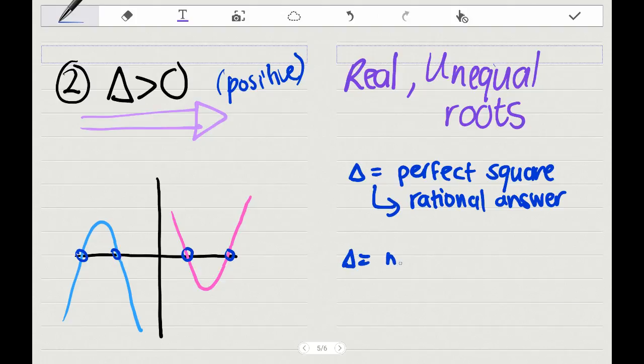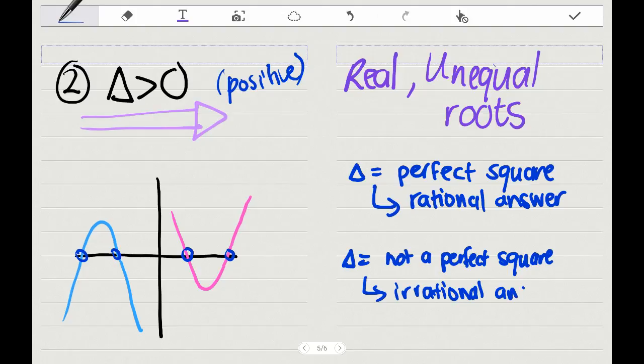If delta is not a perfect square, then what we get is an irrational solution. Okay, so because we'll have a non-perfect square under a square root, which we know is an irrational number. So delta being positive, we know definitely that it is real, we know that it is unequal, and then further we can say whether it's rational or irrational, depending on whether the square is perfect or not. This is how it looks graphically. We have two different solutions.